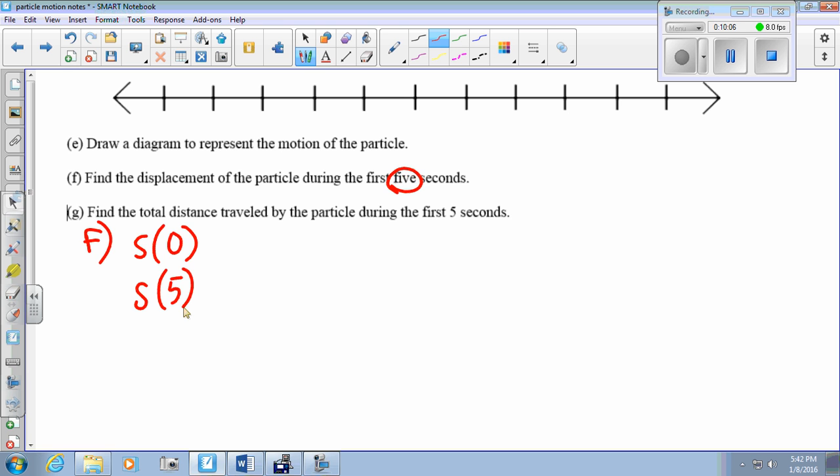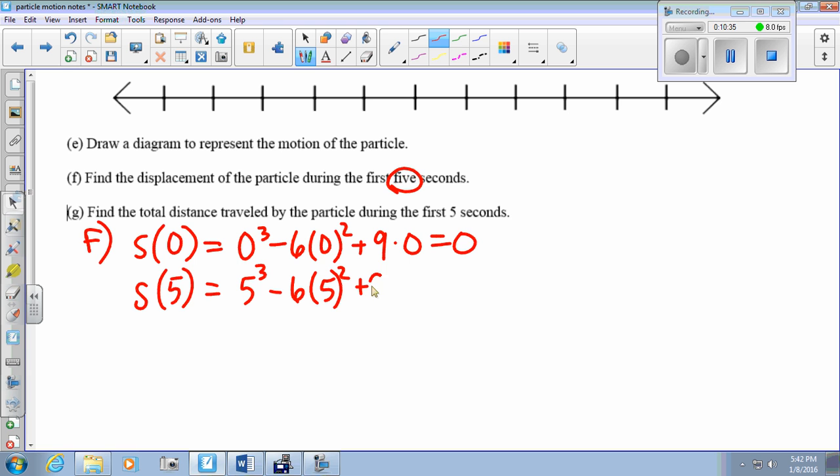And notice this is position, it is not the velocity equation. So I'm going to take my original equation, the t cubed minus 6t squared plus 9t, and I'm going to plug in 0 and 5. And when you plug in 0, you're just going to end up with 0. So my particle starts at position 0 meters. Plug in the 5. And when you plug in the 5, you will end up with an answer of 20 meters.